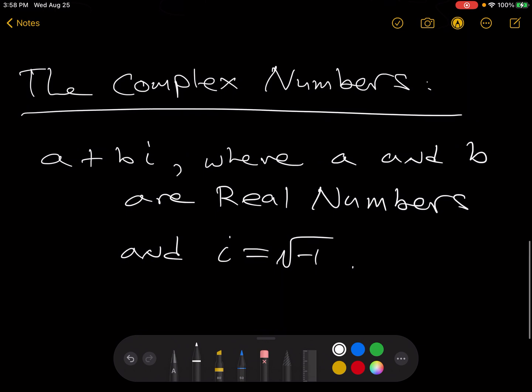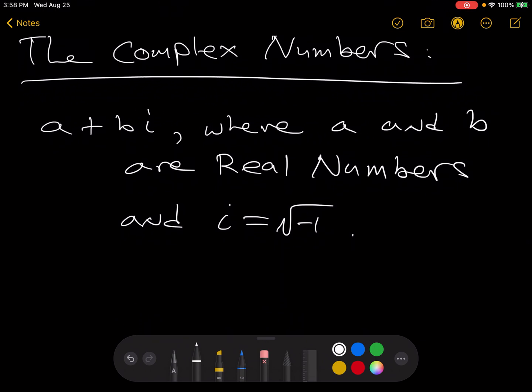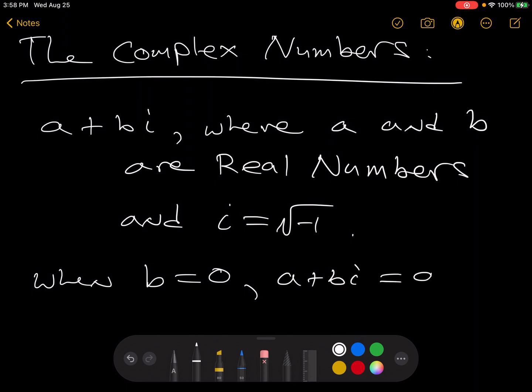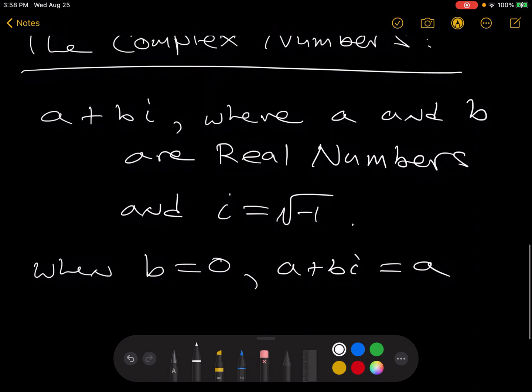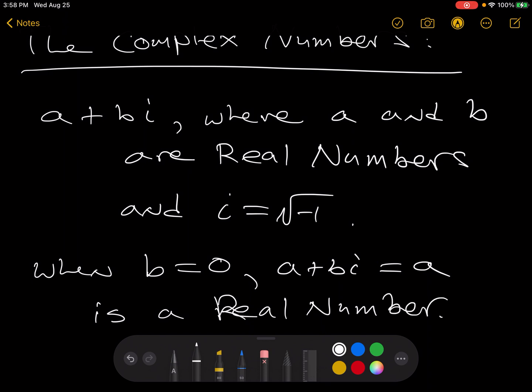Now, just as I talked about before with the real numbers, all real numbers are complex numbers, but not all complex numbers are real numbers. So when b equals 0, a plus bi equals a, which is a real number. And that's some more number systems.